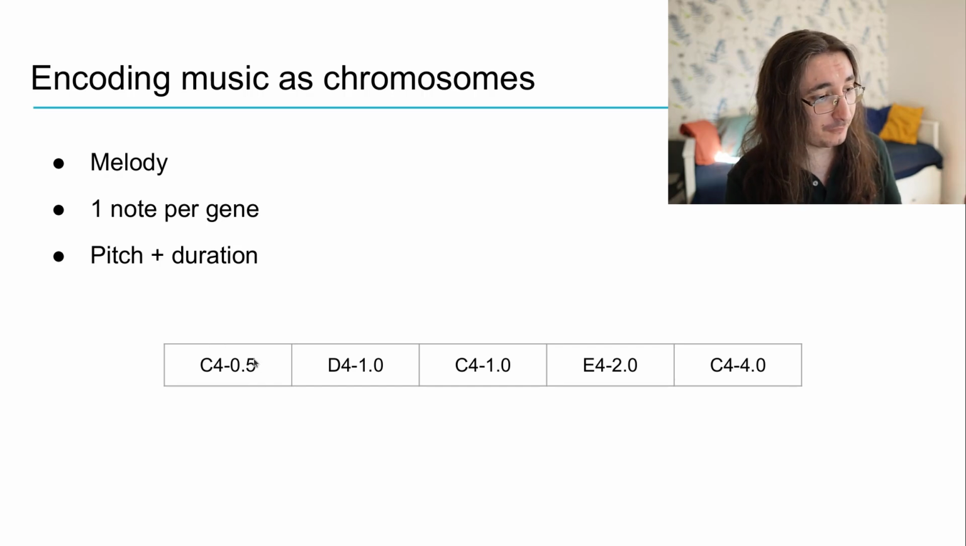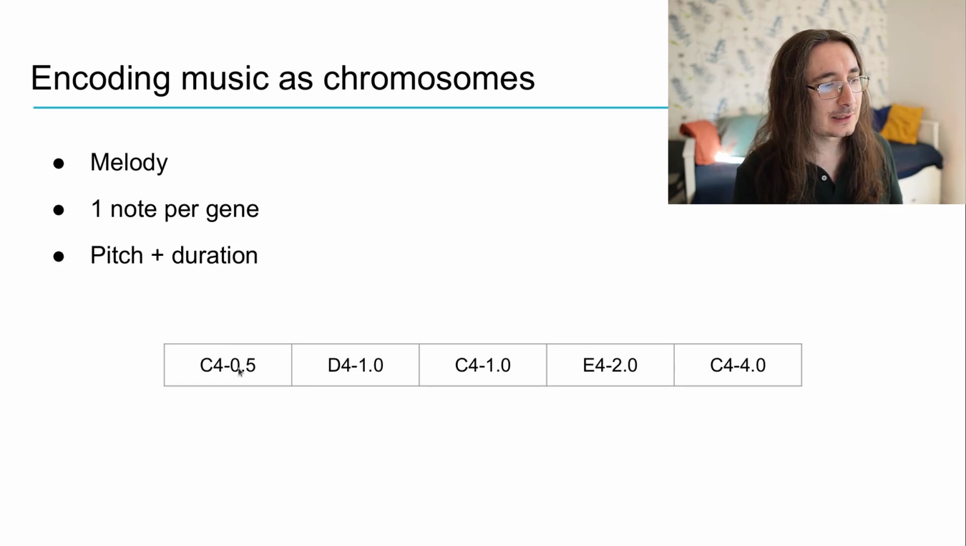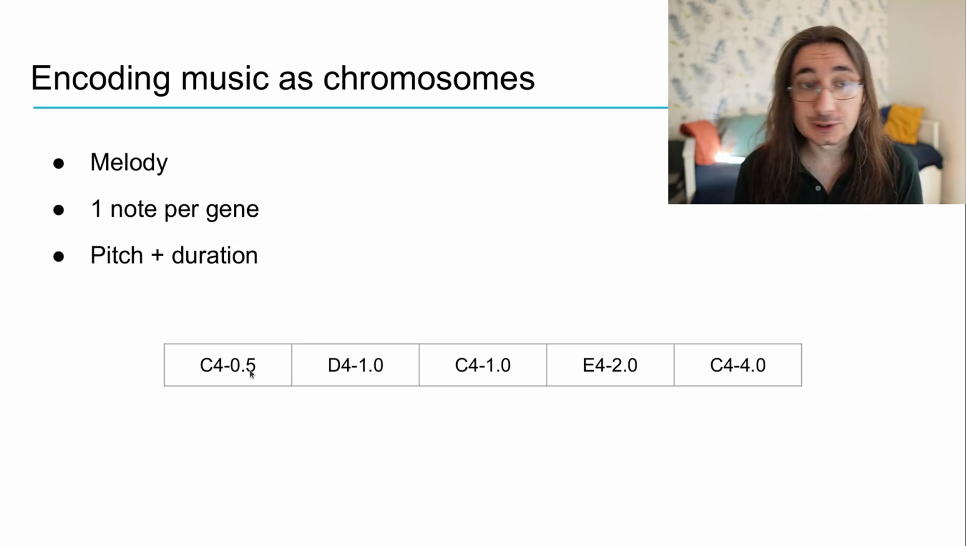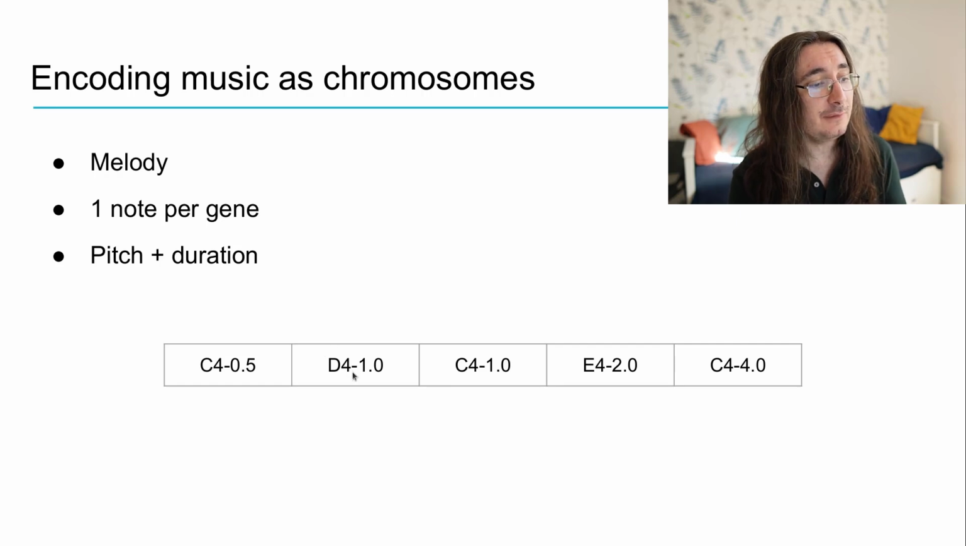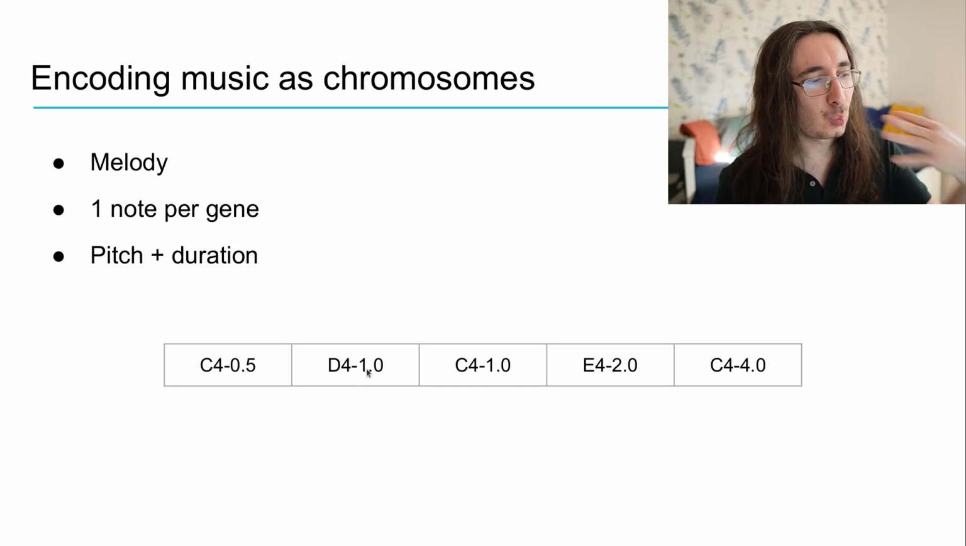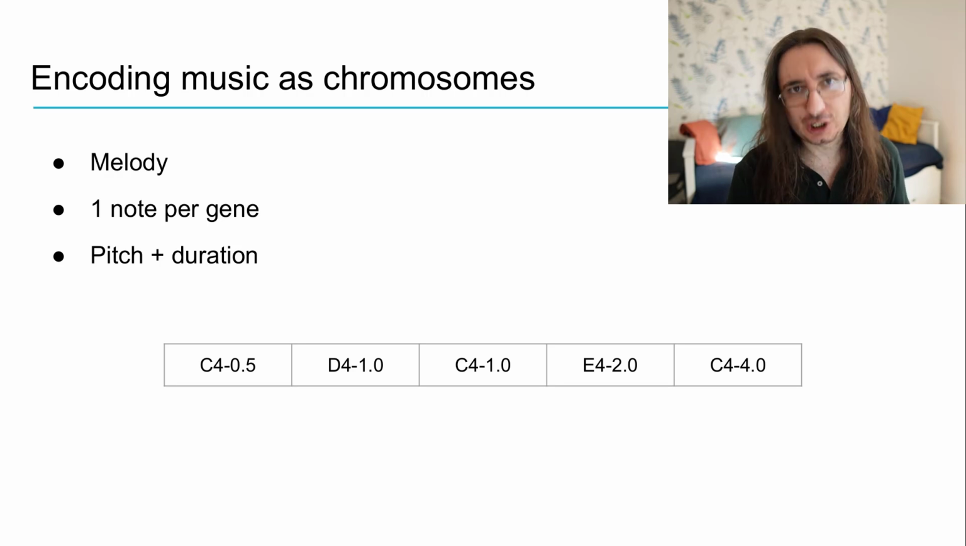Let's take, for example, the first gene here. So we have C4, C being the pitch for the octave, and dash 0.5. So basically, this is an 8th note. Okay, and in this case, we have D4 dash 1. So that's a D, octave 4, and that is a quarter note. This is a simple way of encoding melody as genetic material. Of course, you can have different representations if you want.